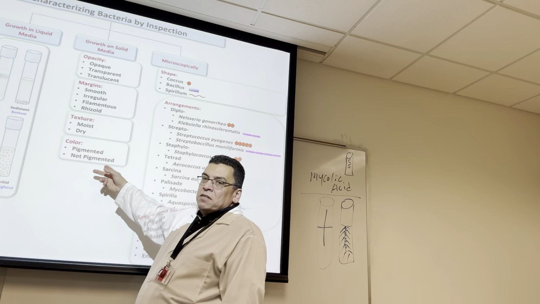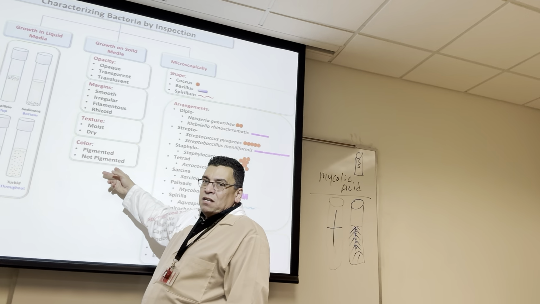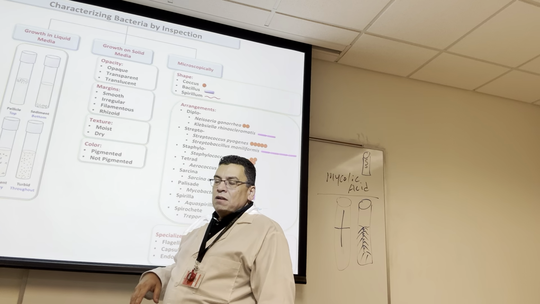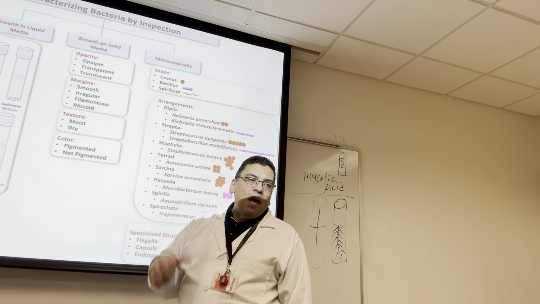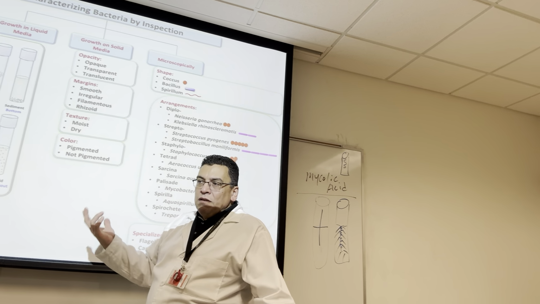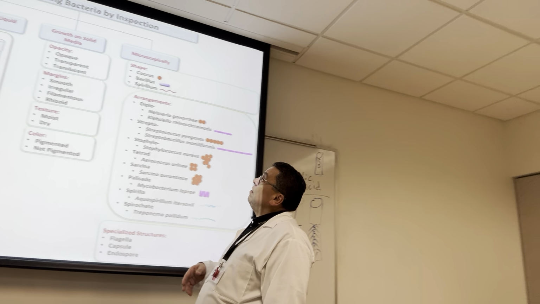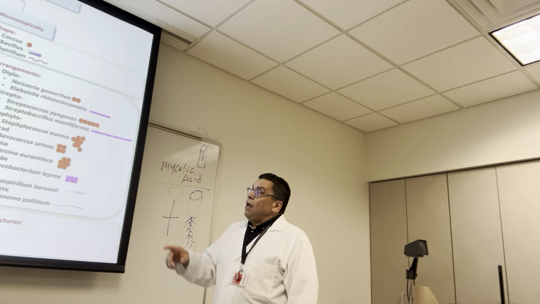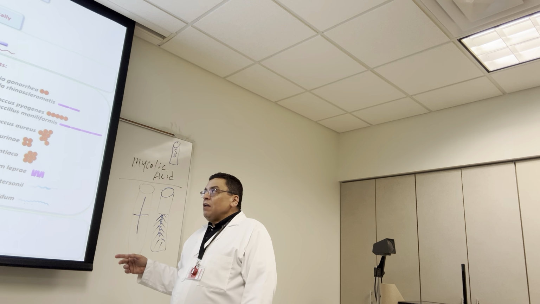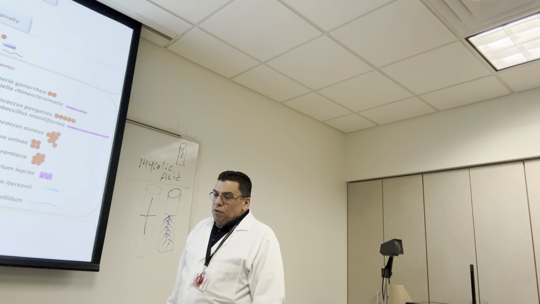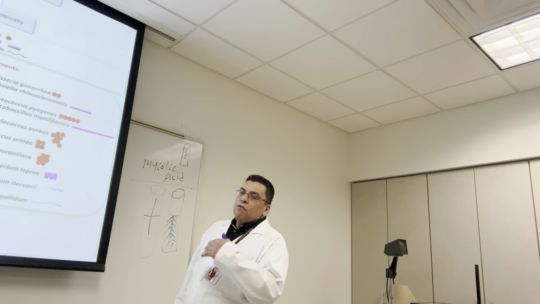And this one you'll be able to see easily. You already saw it. Does it have color? Is it pigmented or not? Some of them will be red, some will be yellow, some will be white, and all these different colors. And then, microscopically, under the microscope, you'll be able to do further inspection.